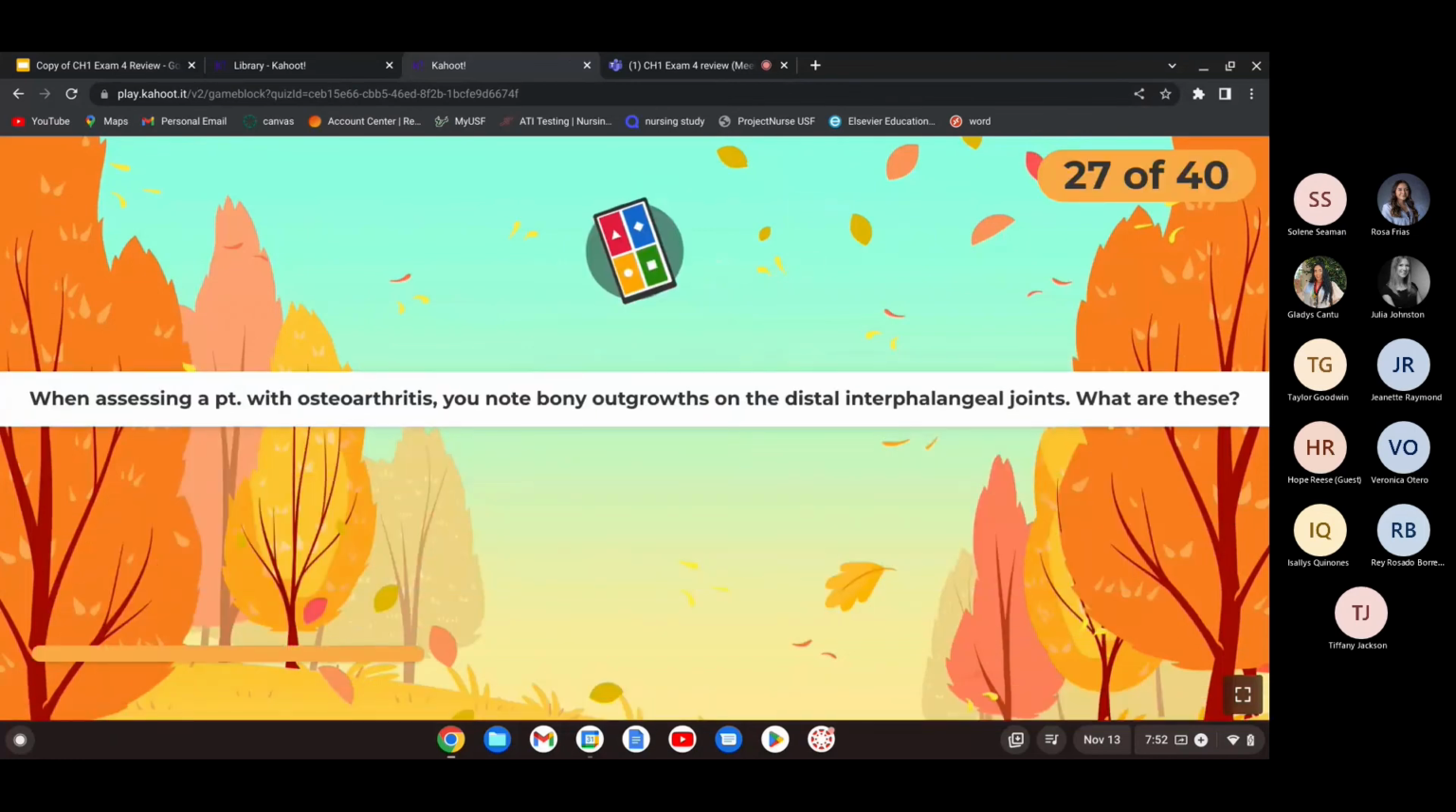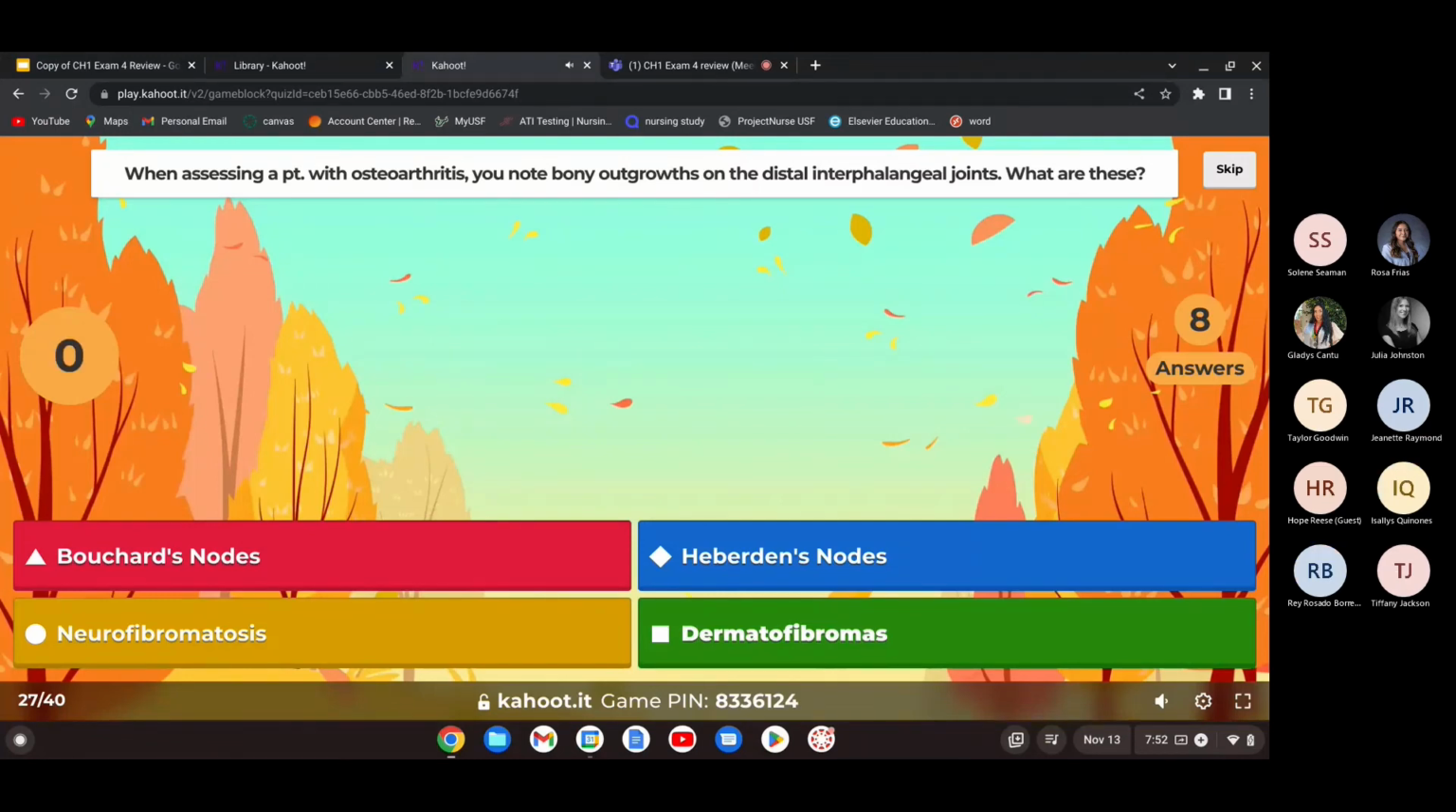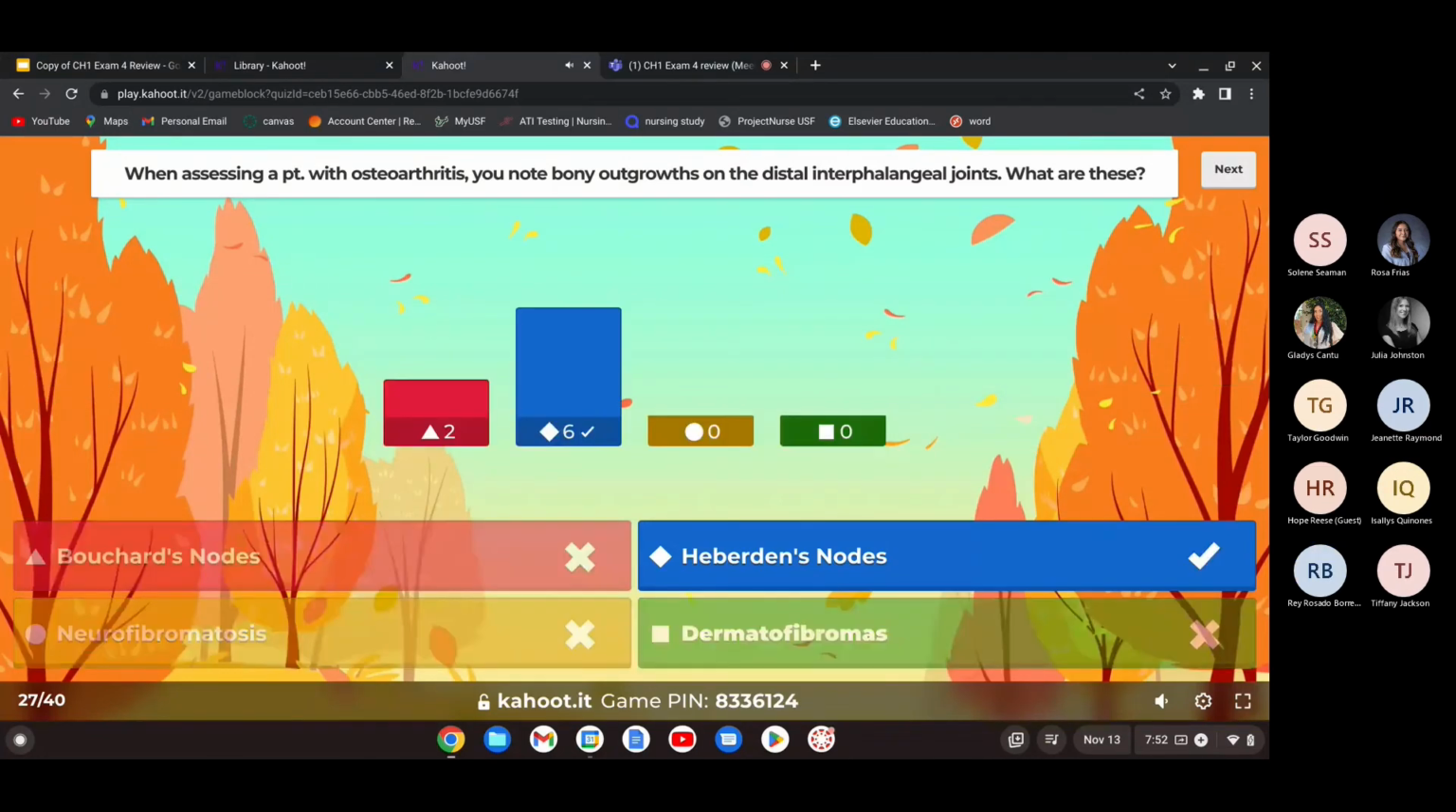When assessing a patient with osteoarthritis, you note bony outgrowths on the distal interphalangeal joints. What are these? Distal. Yep, these are our Heberden's nodes. Remember, our Bouchard's nodes are close to the body. Therefore, they're not distal, they're proximal.